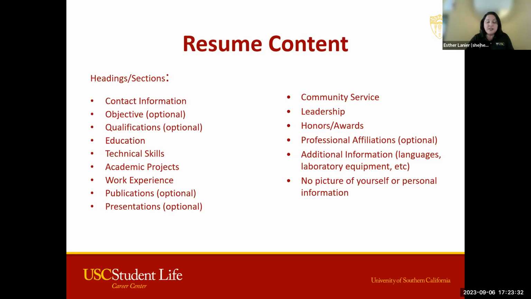So there is a question in the chat, so let me just address it. Okay, so the question is, do you have any advice on how to manage one's LinkedIn page as a grad student? What do you think is the difference compared to the resume as such?